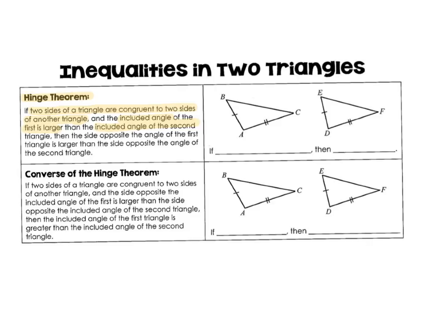So if we're given that AB is congruent to DE and AC is congruent to DF, and we know that the measure of angle A is greater than the measure of angle D, then the side opposite the angle of the first triangle is larger than the side opposite the angle of the second triangle. So then we can say that this side is greater than this side.